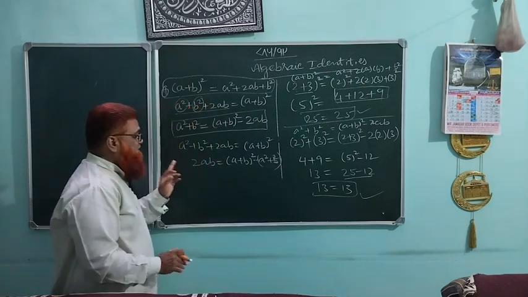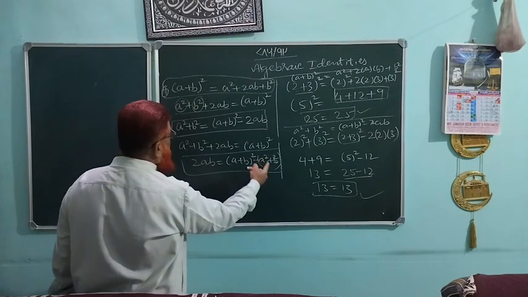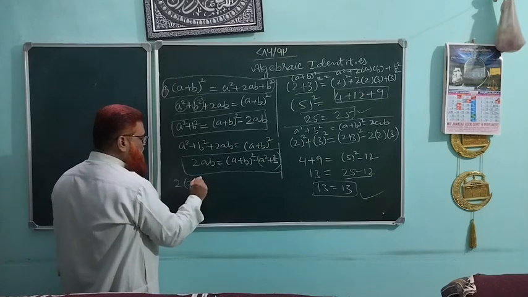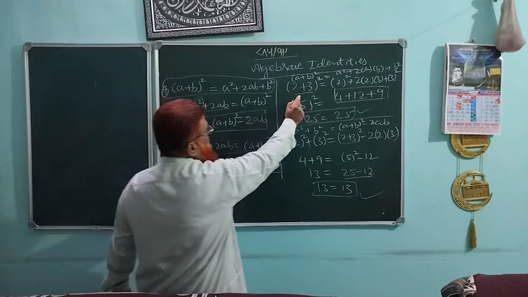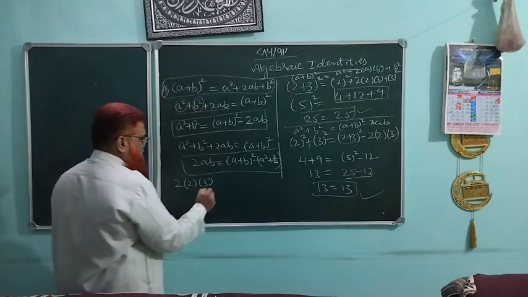The third verification is remaining. What is that? 2ab is equal to what? (a + b) whole square minus a square minus b square, right? a is 2, b is 3, because in place of a and b we have taken 2 and 3. Remember that one.